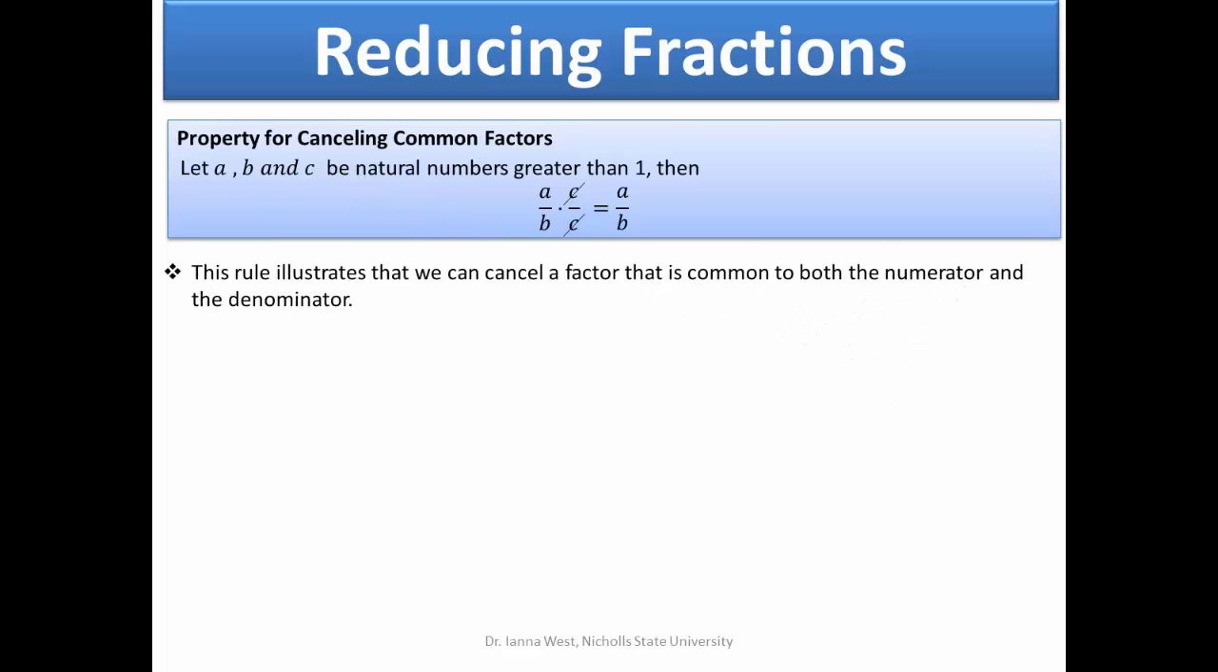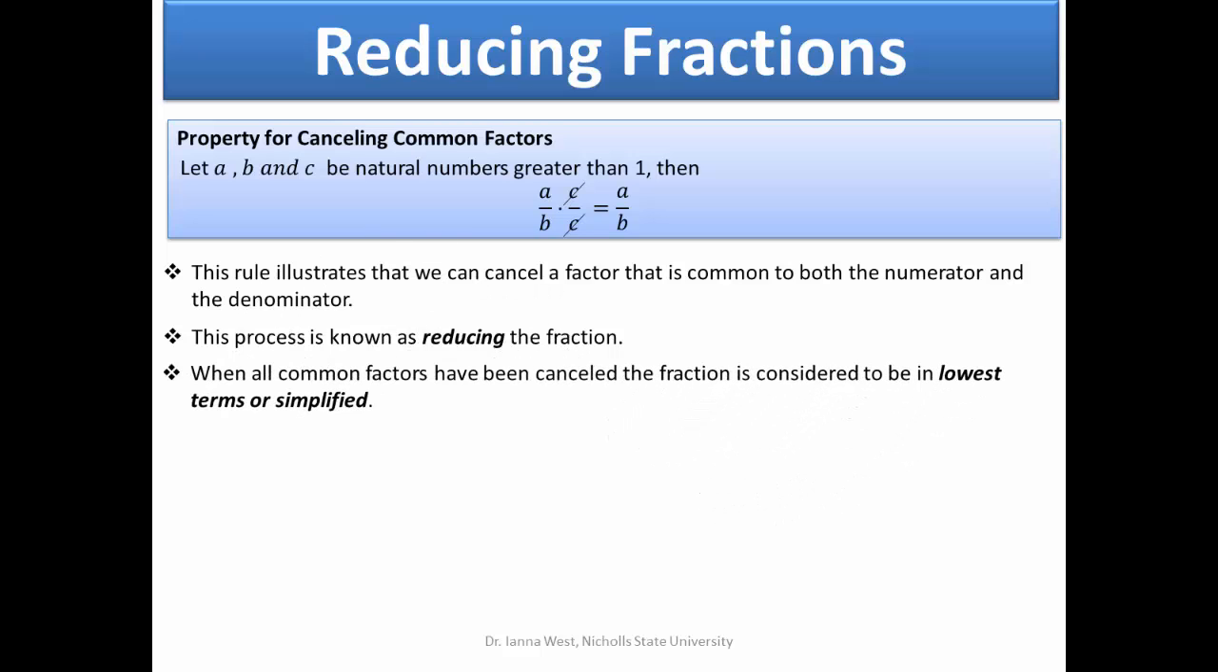This rule illustrates that we can cancel a factor that is common to both the numerator and the denominator. This process is known as reducing the fraction. When all common factors have been canceled, the fraction is considered to be in lowest terms. Some books may use the word simplify or simplified terms.